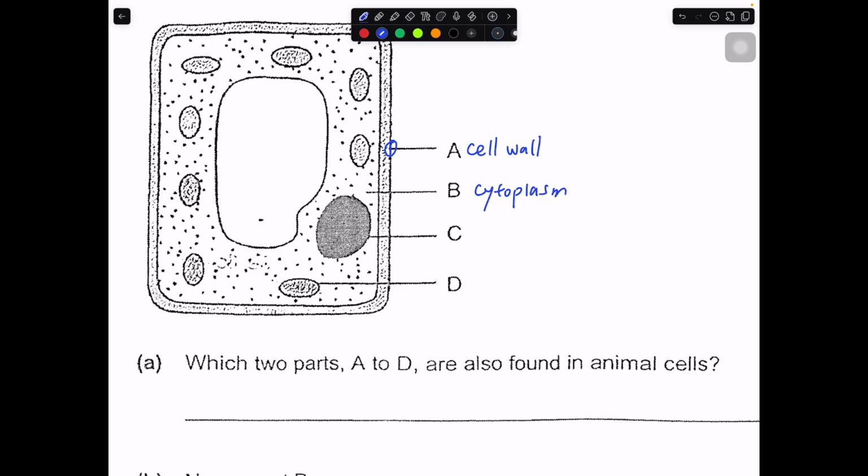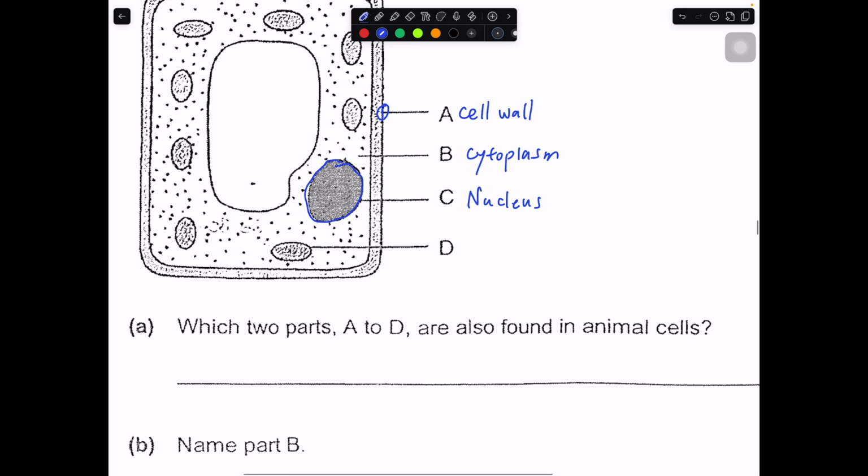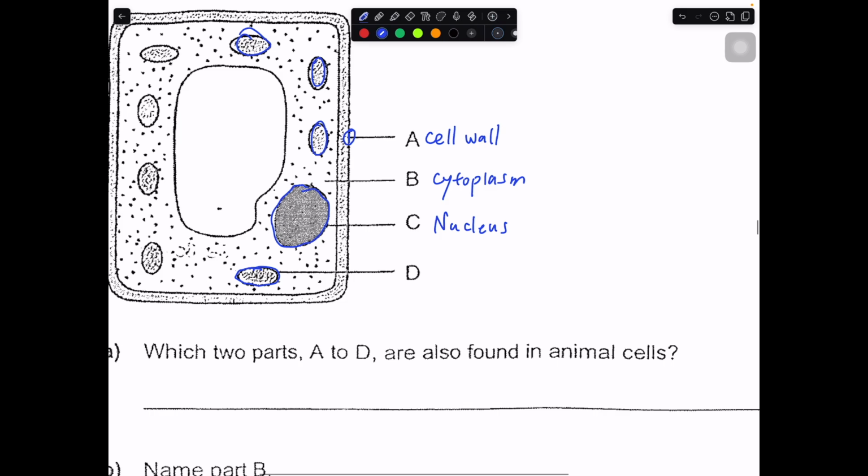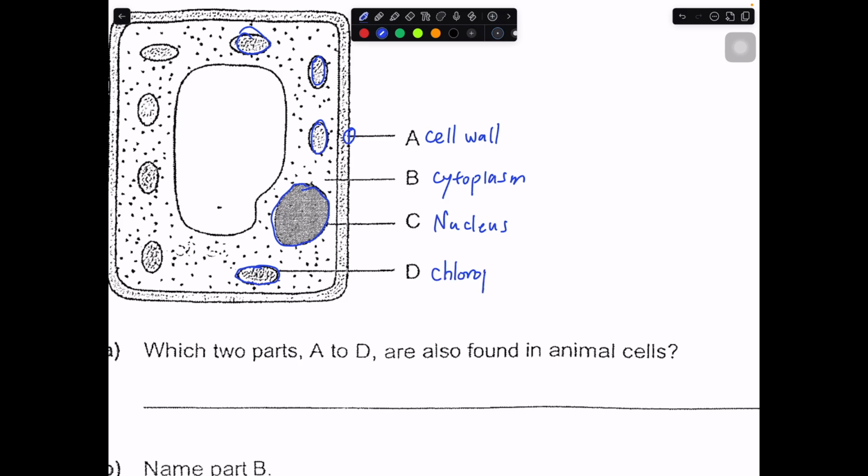Okay, C points to the largest thing over here. This is actually your nucleus. Okay, and D is this thing over here, which is found only in plant cells, and you can see a few of them, right? Okay, this is actually your chloroplasts. Okay, it's a site where photosynthesis takes place.